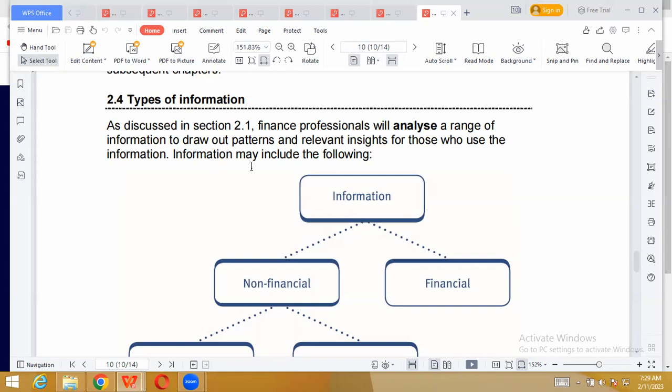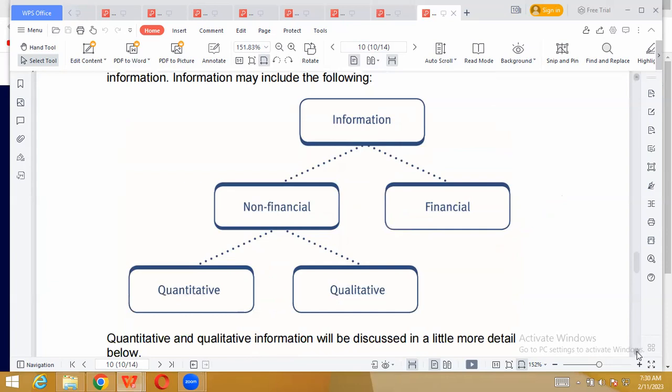So let's divide the information into non-financial and financial information. So we have got non-financial information, and also we have got financial information, right? Non-financial information and financial information. Now, the non-financial information should further be categorized. And we further categorize the non-financial information into quantitative and qualitative. So we have got non-financial information quantitative and non-financial information qualitative. Right? Non-financial information quantitative, non-financial information qualitative.